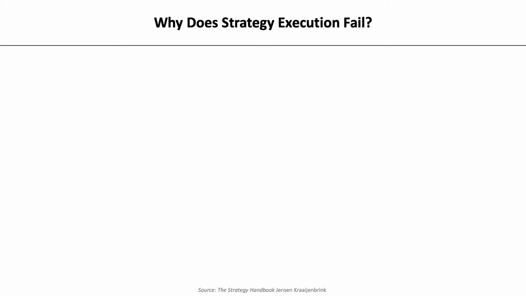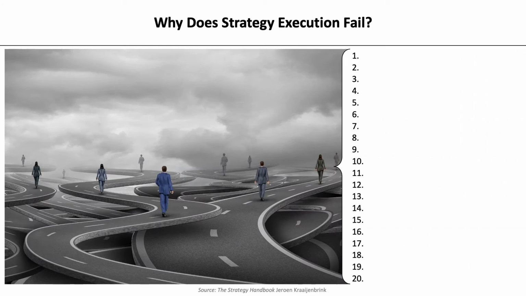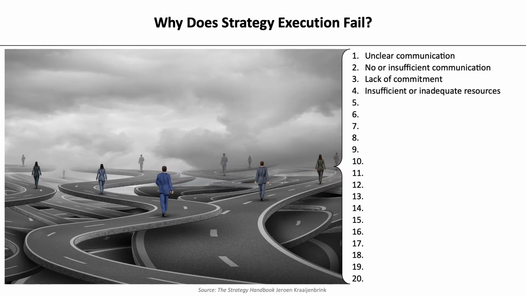Why does strategy execution fail? That's the first question to ask. And there are 20 reasons. Number 1, unclear communication. No or insufficient communication. Lack of commitment. Insufficient or inadequate resources. Isolated and fragmented actions. Ambiguous or conflicting goals. No or unclear strategy.